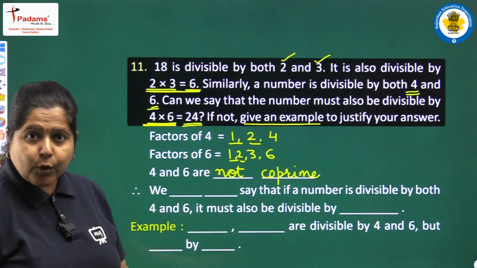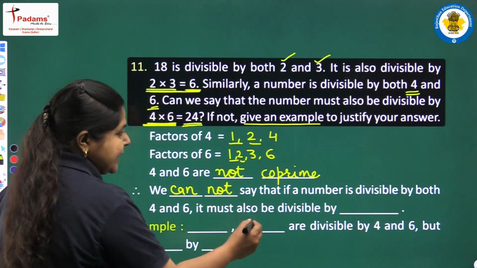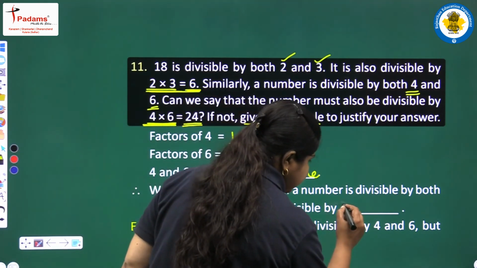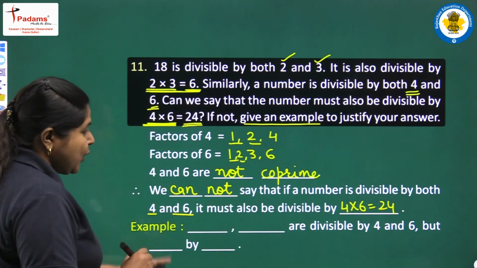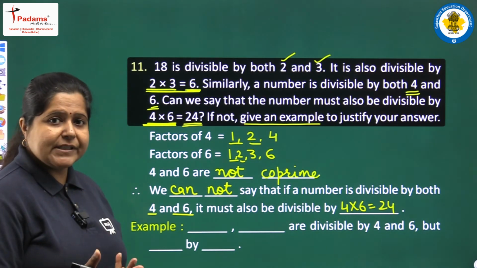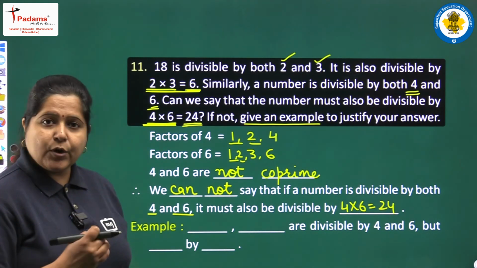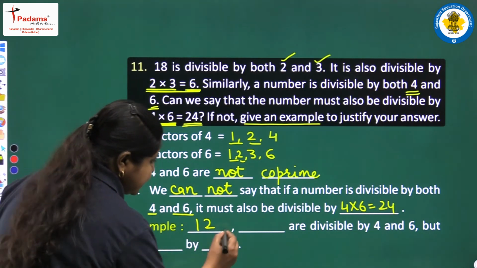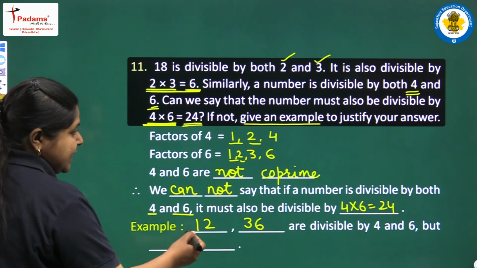And since they are not co-prime, we cannot say that if a number is divisible by both 4 and 6, it must also be divisible by their product, 4 into 6 equal to 24. There may be numbers which are divisible by 4 and 6 and also by 24, but there are numbers also which are divisible both by 4 and 6 but not by 24. We can write the examples. Just have a look at the numbers 12, 36, and similarly you can get many more numbers. These are the numbers which are divisible by 4.